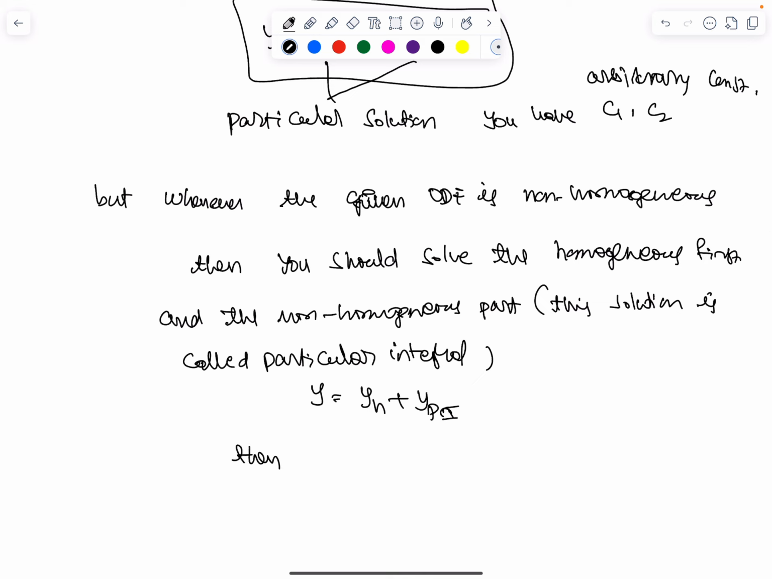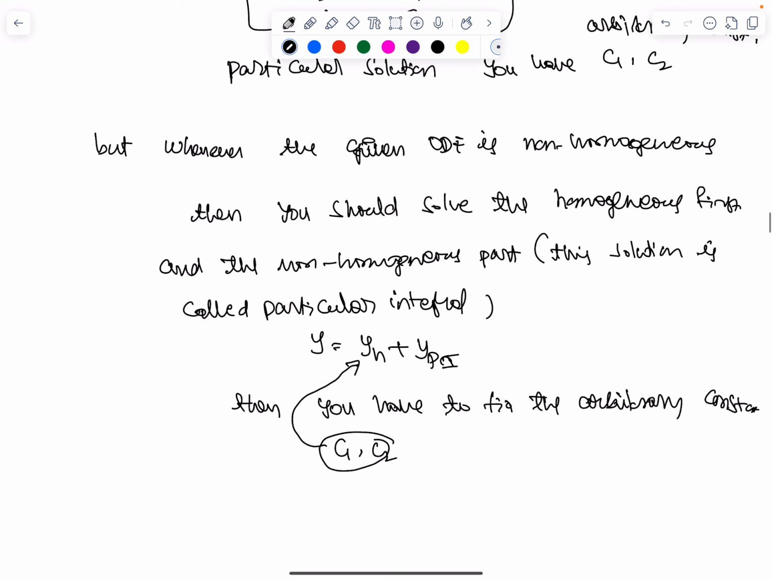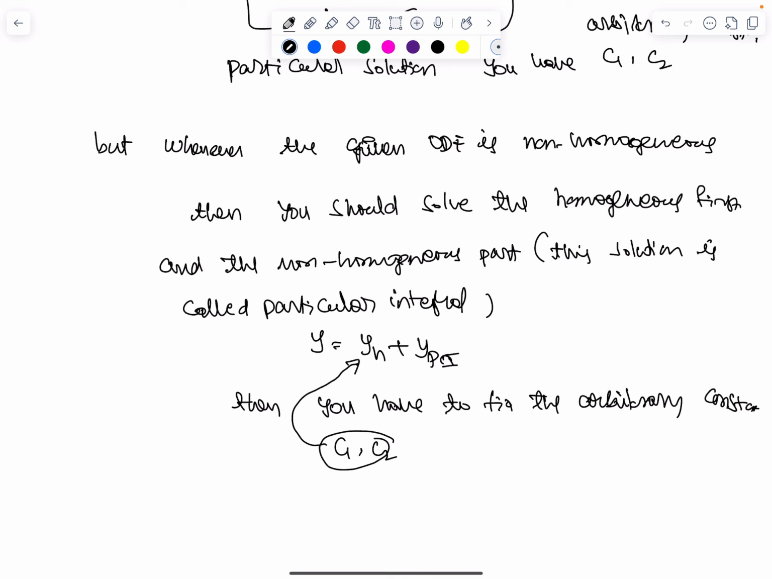Then you have to fix the arbitrary constants C1 and C2, those appearing in y homogeneous. You should not substitute those initial or boundary conditions immediately after deriving y homogeneous. Whenever the ODE is non-homogeneous, first solve the complete problem, then you apply these initial or boundary conditions to get the solution.